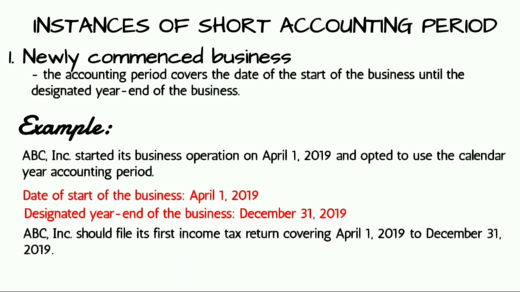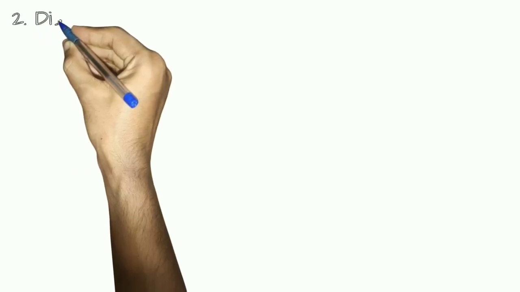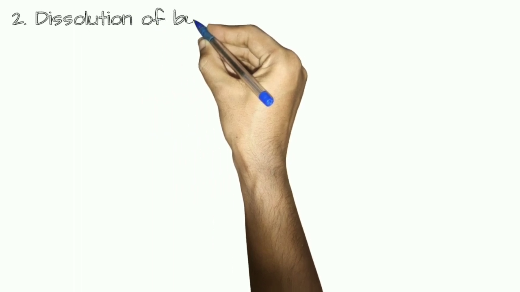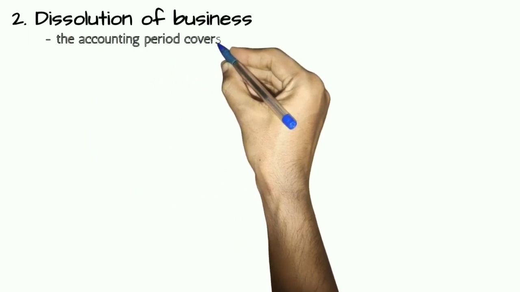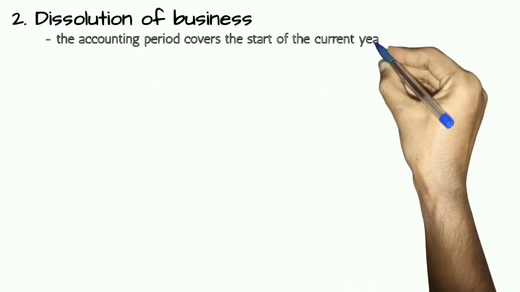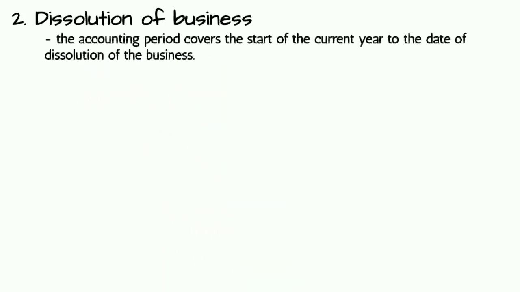Kailan ang deadline? Ang deadline ay April 15, 2020. Second is dissolution of business. If the business is dissolved, the accounting period covers the start of the current year to the date of dissolution of the business. Yung start of the current year, depende yan kung ano ang gamit niyang accounting period.